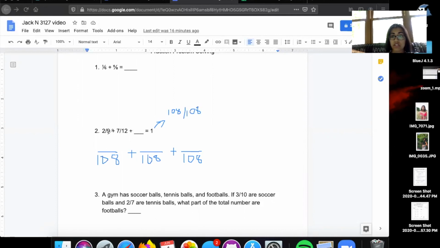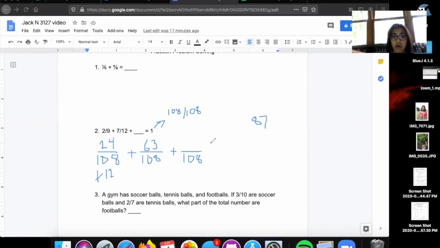So now what did we do to the 9 to get to 108? Well, we multiplied by 12, right? So we're going to say 2 times 12 is 24. Now for the 12, we multiplied by 9. So we're going to say 7 times 9 is 63. Okay, that's great. So our next step here, we're going to add these two numbers together. We're going to say 24 plus 63. Now that's going to get us to 87. Okay, that 87 I'm going to write down over here on the side.